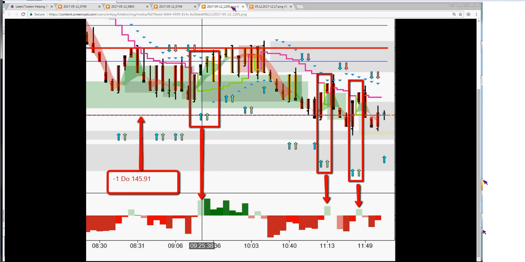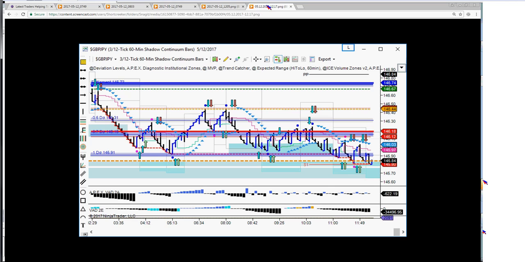And then the other one was at 11:45-ish. So I'm guessing this one right here. That one, it didn't break the high. And again, we're still in the downtrend.